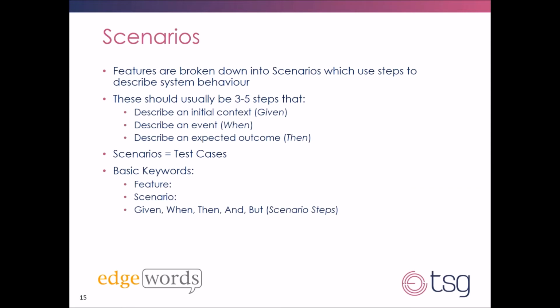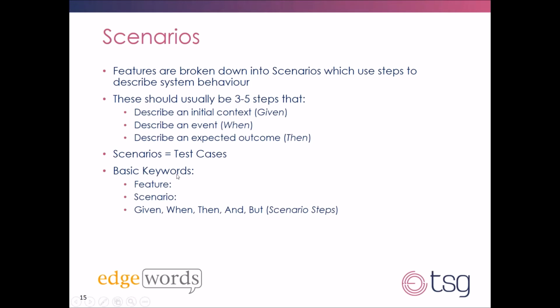Now to prove that feature, we then start writing scenarios. And scenarios are equivalent to our test cases. The scenarios are there to prove the features. Scenarios are normally 3 to 5 steps, and these steps can be a given. This is optional, which would describe an initial context or a prerequisite. We then describe an event. When I do this, we then describe an outcome. Then this happens.